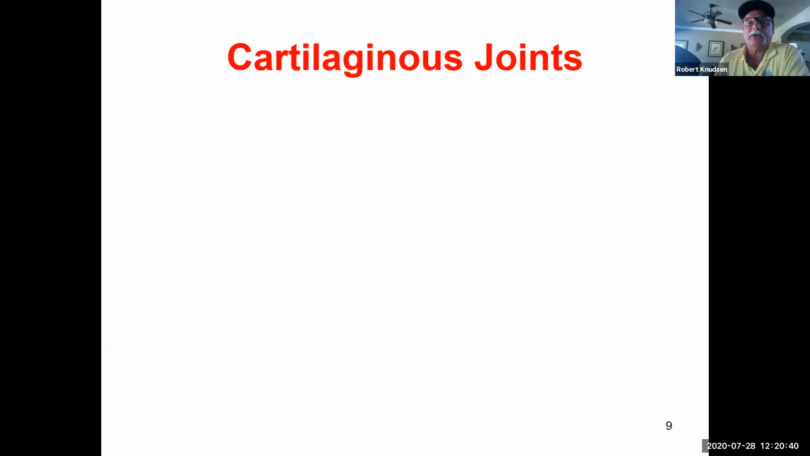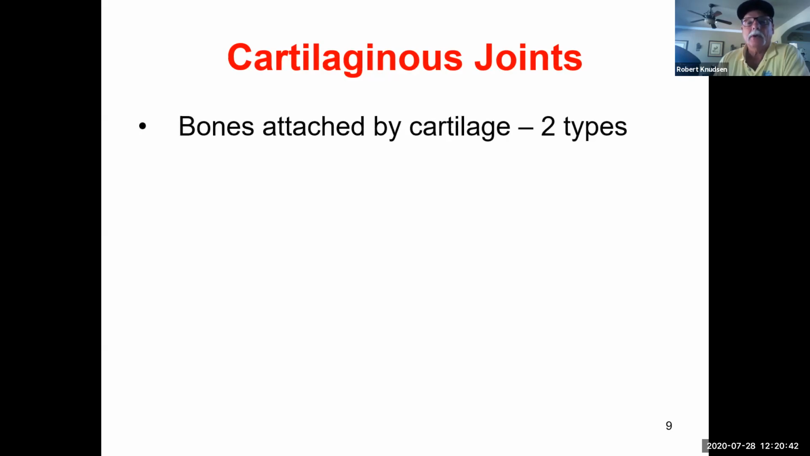Cartilaginous joint, second classification, structure. It says bones attached by cartilage. Duh. Okay, two types.